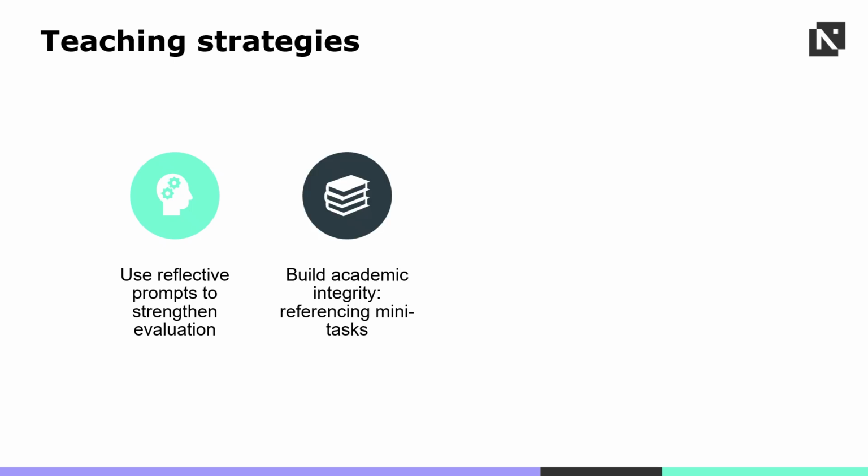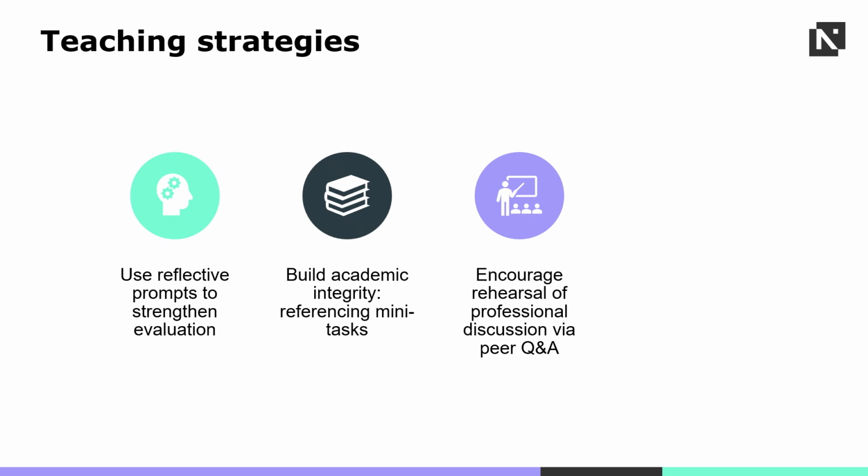Next, we should build academic integrity through short, focused activities, such as mini tasks on referencing. This reinforces the professional expectation that reports are not only technically correct, but also evidence-based and traceable. Third, peer Q&A sessions are powerful ways to rehearse professional discussion by questioning each other on processes. Learners practice justifying their decisions, a skill that supports both assessment performance and workplace readiness.